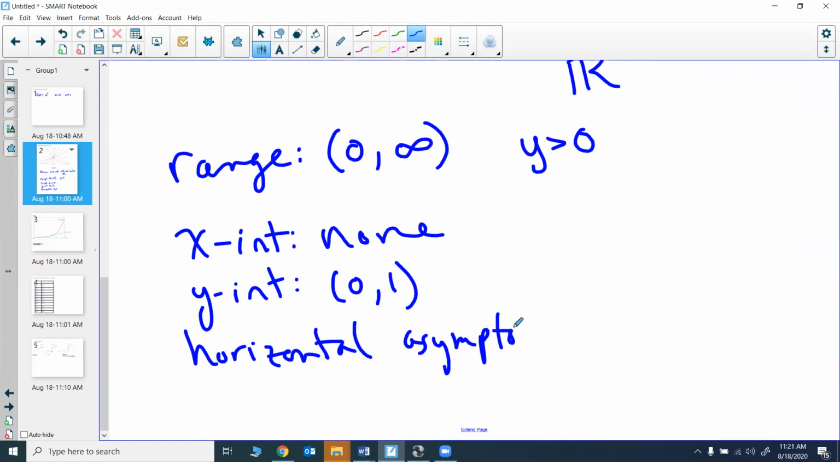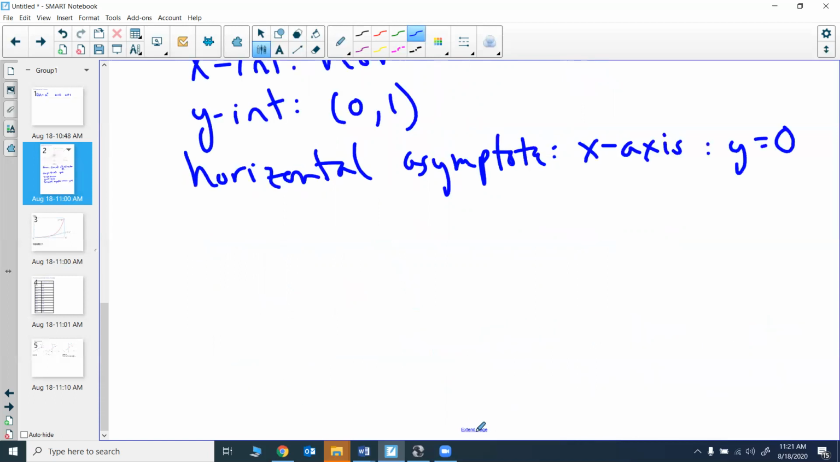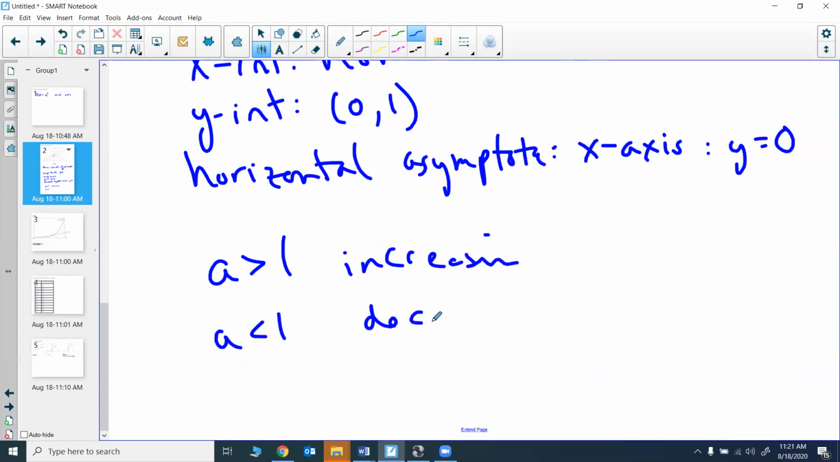So all of these have a horizontal asymptote of the x-axis, or y equals 0. Notice they don't have a vertical asymptote because the domain is all real numbers. The other thing to notice is that when a was greater than 1, we had an increasing function, and when a is less than 1, we had a decreasing function.